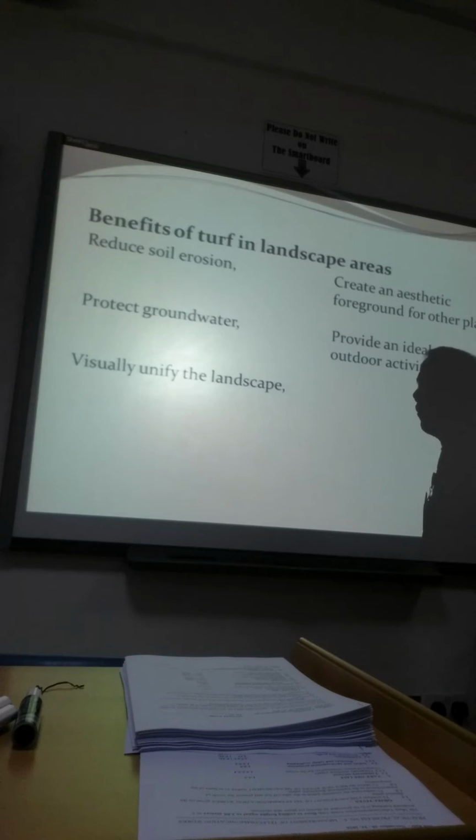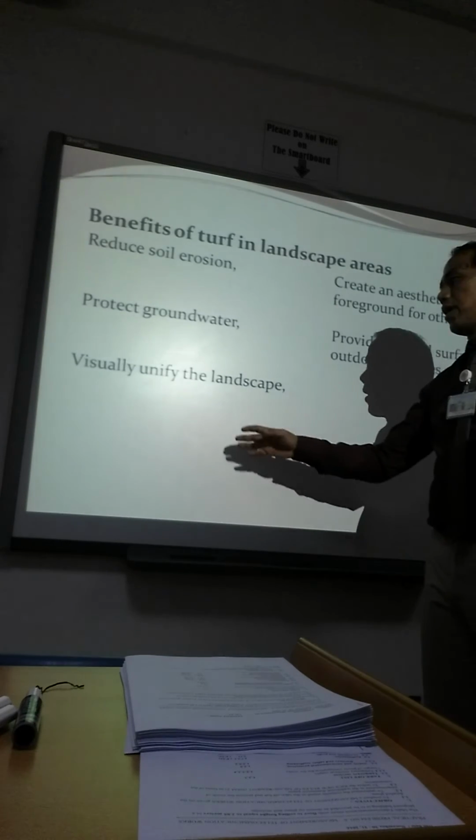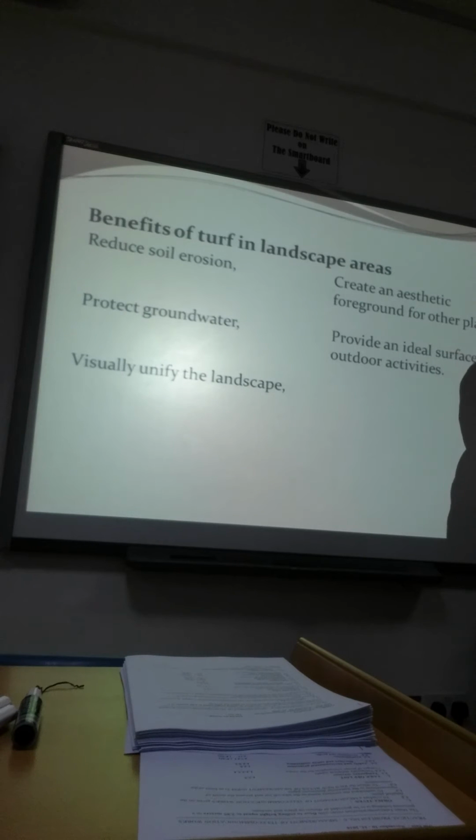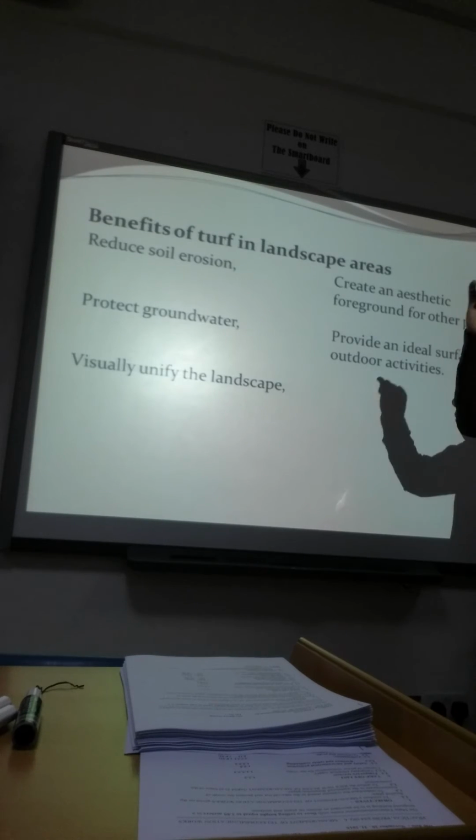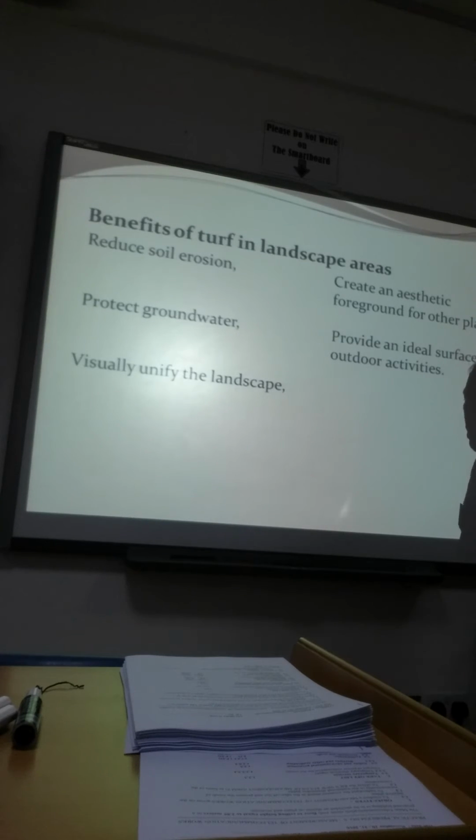Then it visually unifies the landscape, meaning that if a golf course is covered with turf, it is very cool to see, to have it viewed on the ground. It is cool to the eye. Then it creates an aesthetic foreground for other plants. Then it provides an ideal surface for outdoor activities.